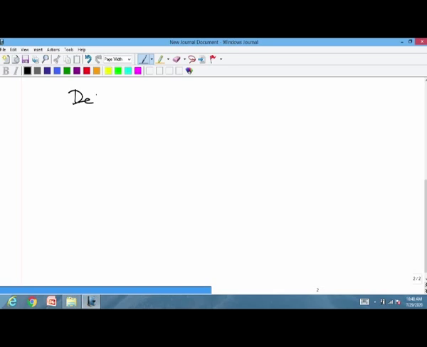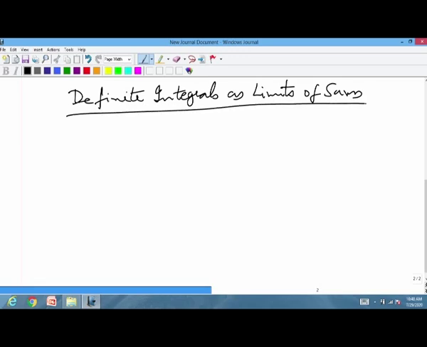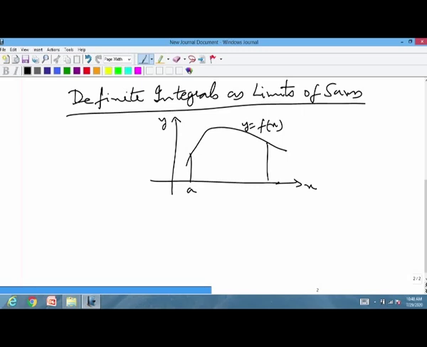So, let me first explain the concept of definite integrals as limits of sums. Suppose we have a function f of x and we want to find the definite integral of f of x from a to b. What we know is that the definite integral gives the area under the graph of this function y equal to f of x from a to b.